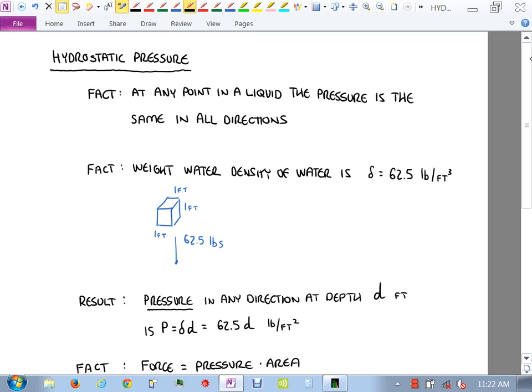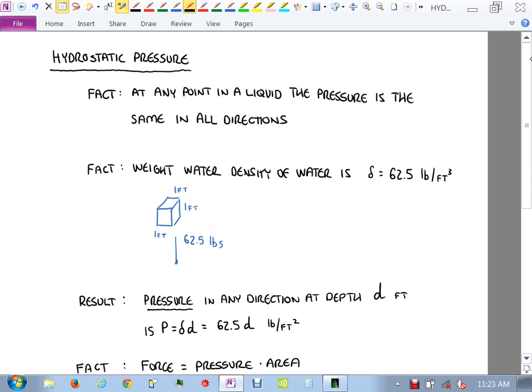So let's just take a couple of things first on faith. That is, number one, the fact that at any point in a liquid, the pressure is the same in all directions. So if I take this bottle right here and I hold it underwater, let's say there's this big swimming pool and I pull it under, then the pressure at every point on this object is the same, all right? And the pressure comes from the water. Now, that's the first thing.